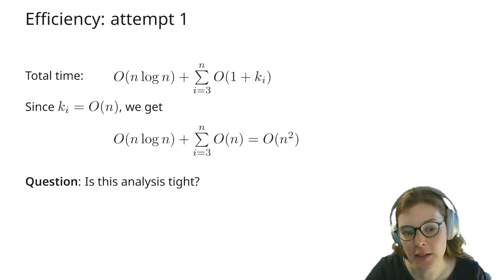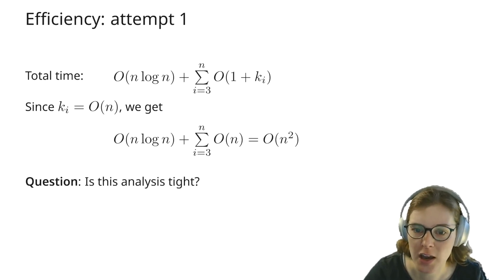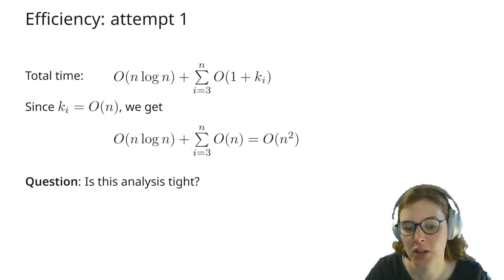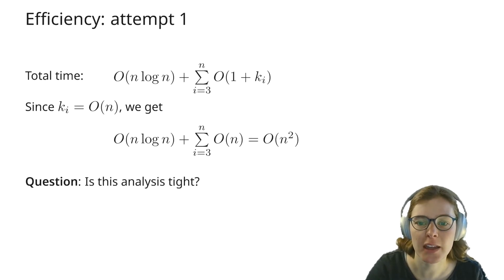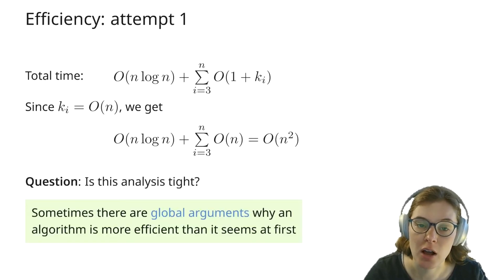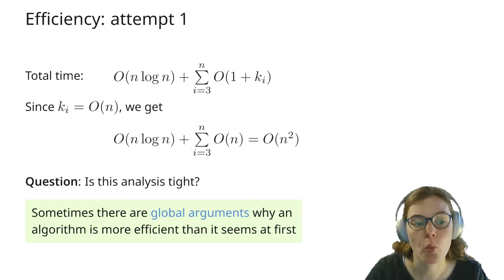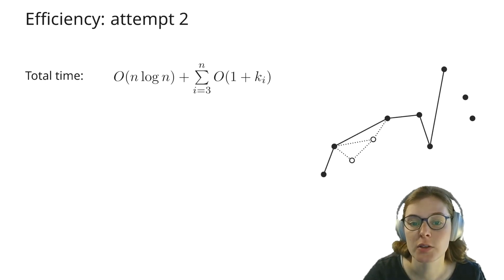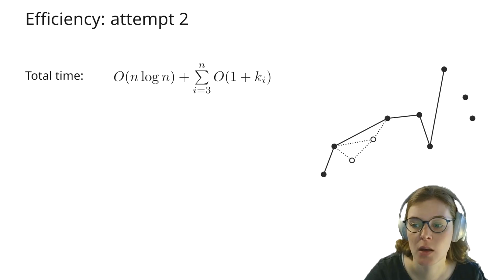And it does not feel this way, because bounding each ki by a linear function feels a bit like a loose bound. So let's try again and use some observations and some global arguments for why the running time of the algorithm is actually smaller. So let's recall what happens within one iteration of the outer loop. Here I have an intermediate state of the execution of the algorithm on the example that we considered earlier. We have just added one more point to the chain, and now we will remove all the points such that the last 3 points make a left turn.